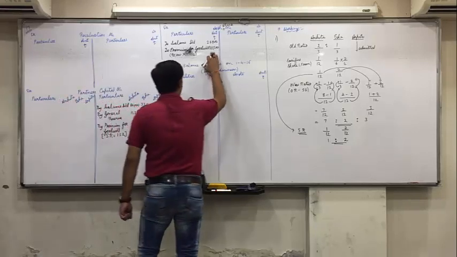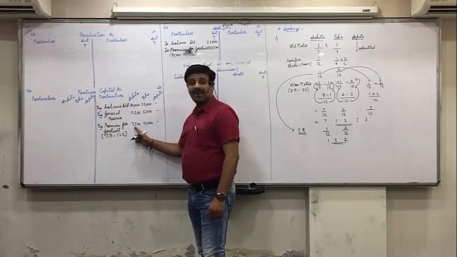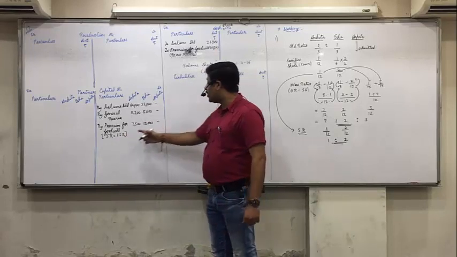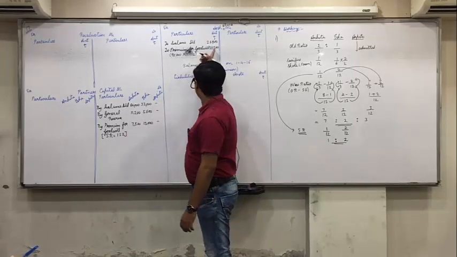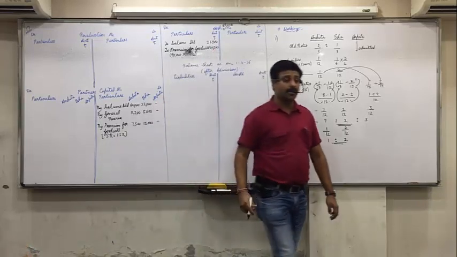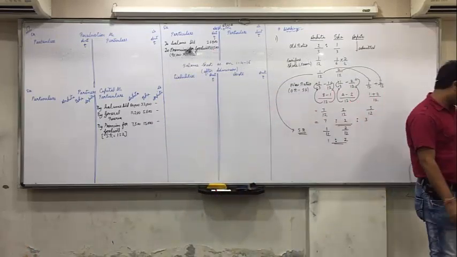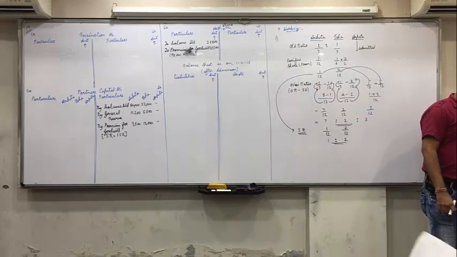Okay, 22,500 into 1 by 3, 7,500; 22,500 into 2 by 3, 15,000. This 22,500 is distributed in the sacrifice ratio. Understood that, everyone? Raise your hand who is still doing the goodwill.